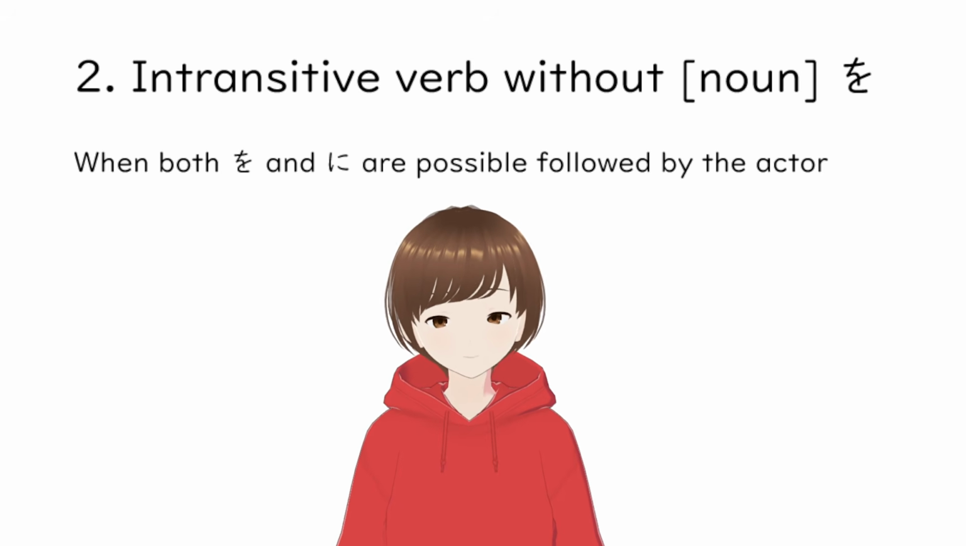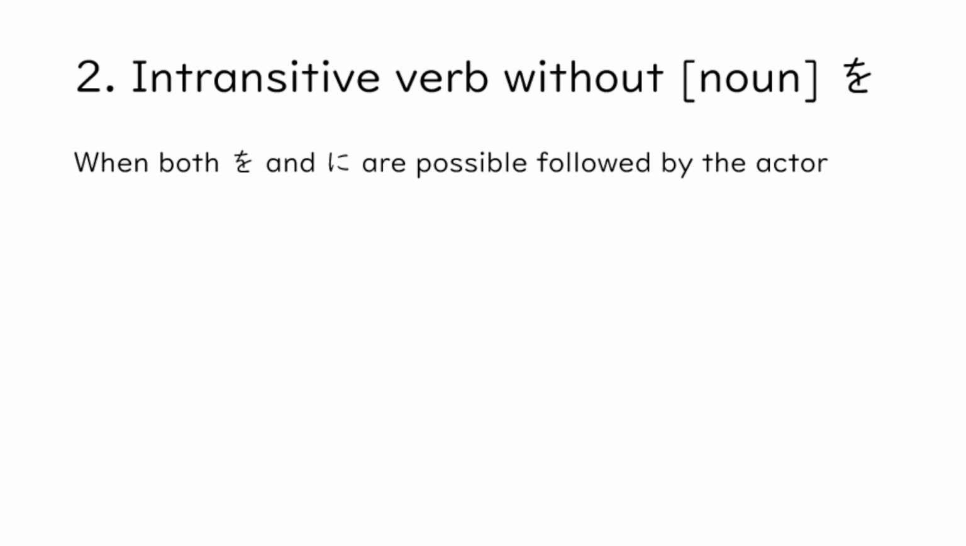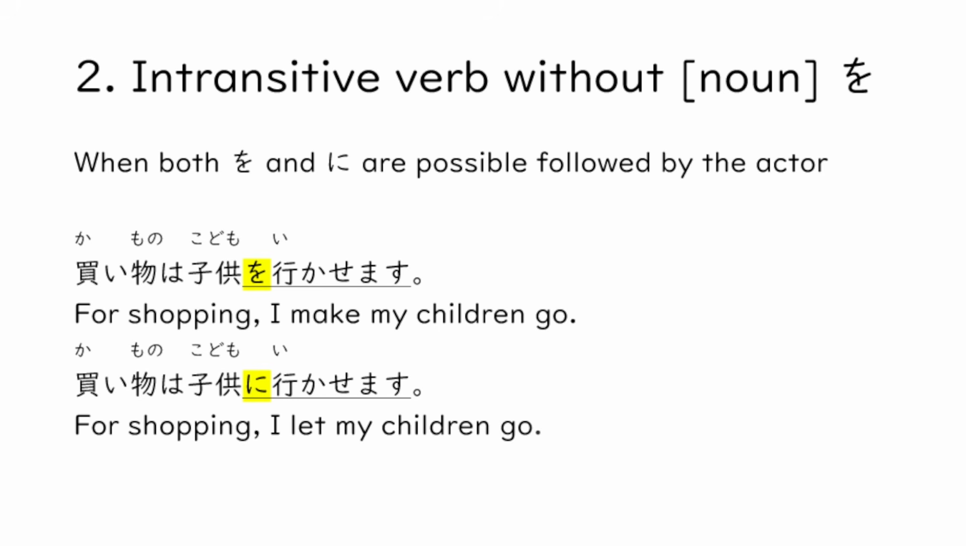So what happens when you do have that choice? Let's take a look. 買い物は子供を行かせます。For shopping, I make my children go. 買い物は子供に行かせます。For shopping, I let my children go. Here, 行く is one of those special verbs that allow both o and ni in its causative form, 行かせます.